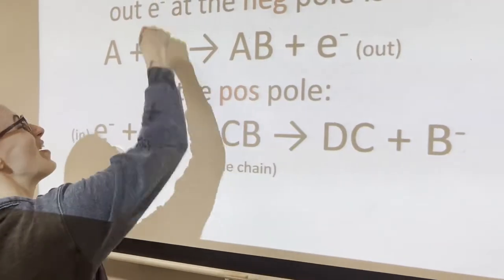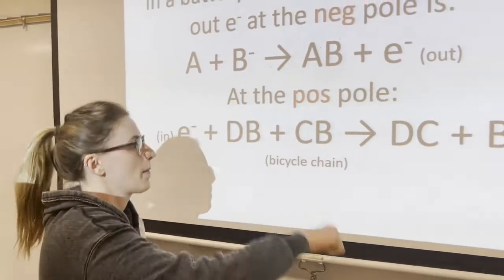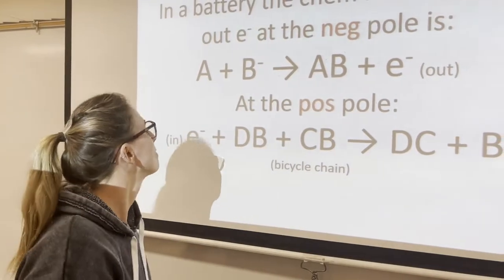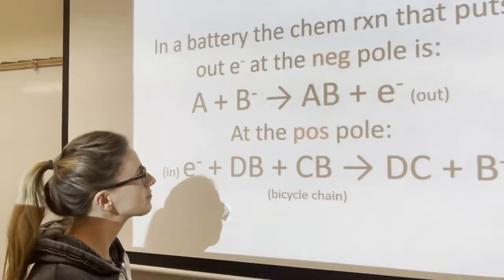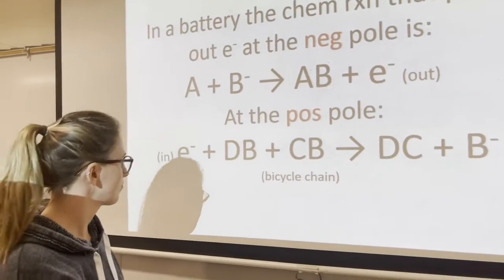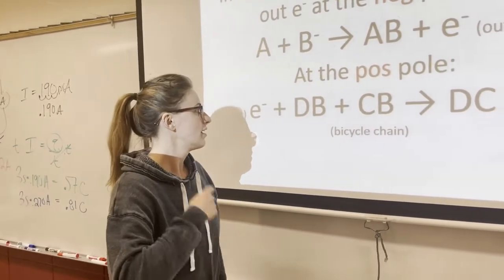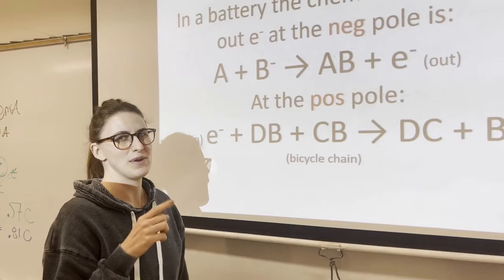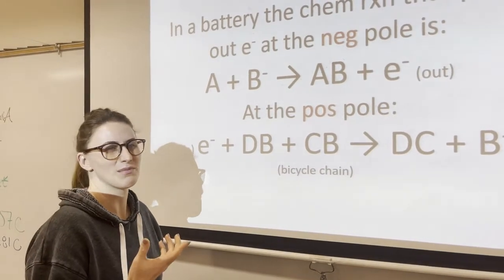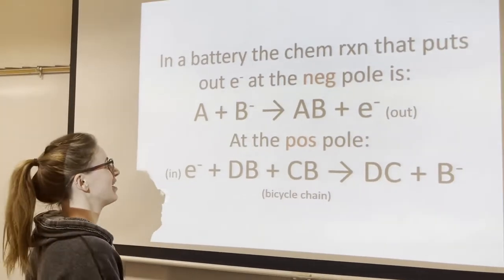It's like a bicycle chain. It's not like one electron goes through the whole thing. As one electron comes in, another electron goes out, and around the circle it's like a bicycle chain of electrons moving through the circuit. It's kind of like it's being recycled through. I don't know if that's the right terminology. Yeah, bicycle.